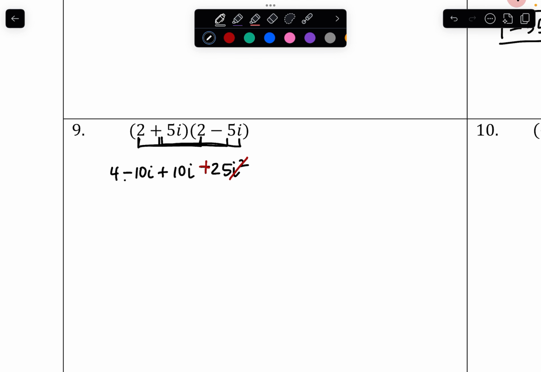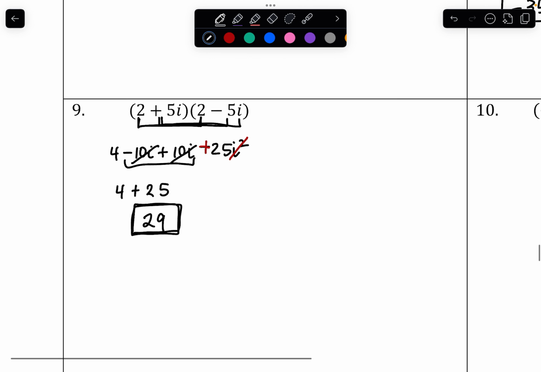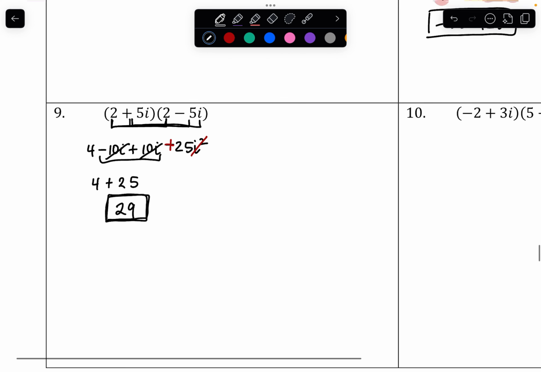And then our middle term cancels. -10i plus 10i is 0. And so we end up with just 4 plus 25, which is a 29. So our answer is just a real number, 29. The imaginary part went away.